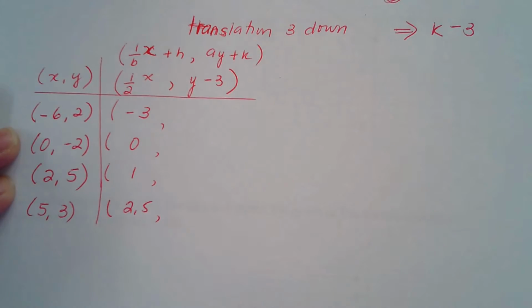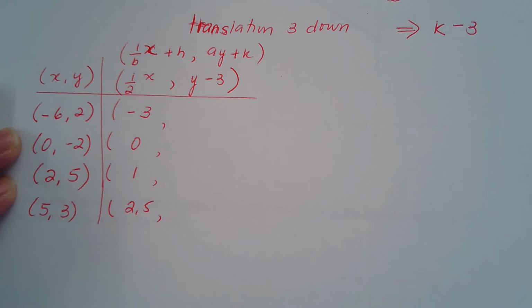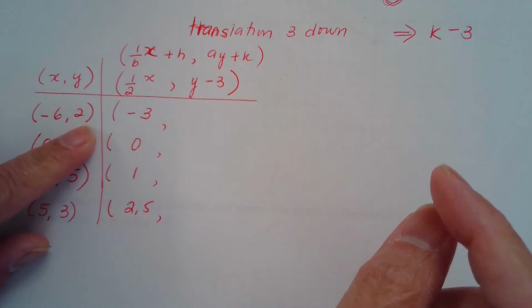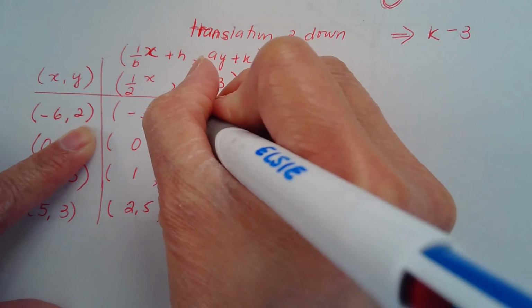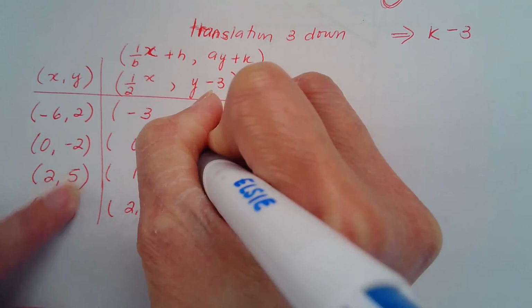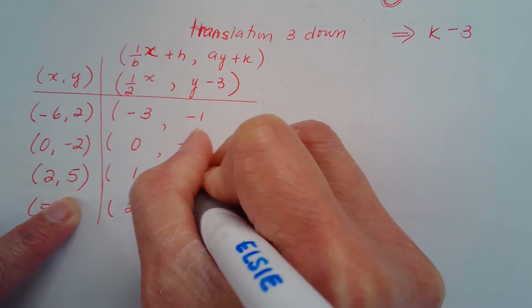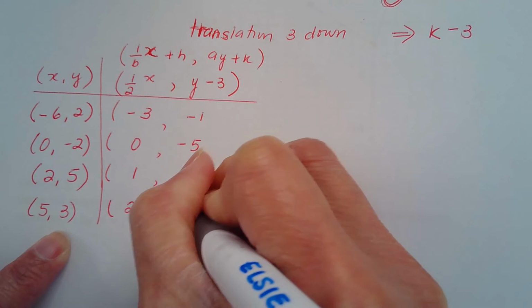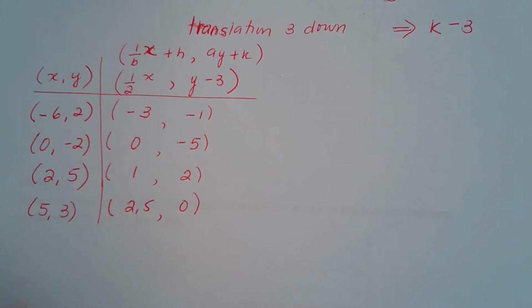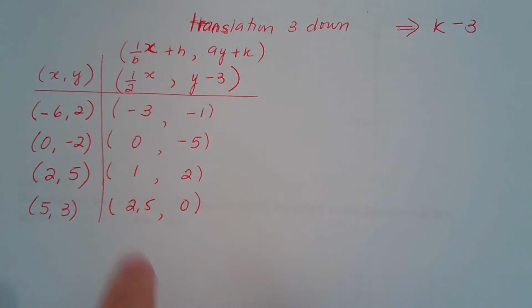Those are the new x coordinates. Now it's y minus 3, so whatever the y value is, -3, so it's -1, -5, +2, and 0. Okay, so these are the new points that we have.